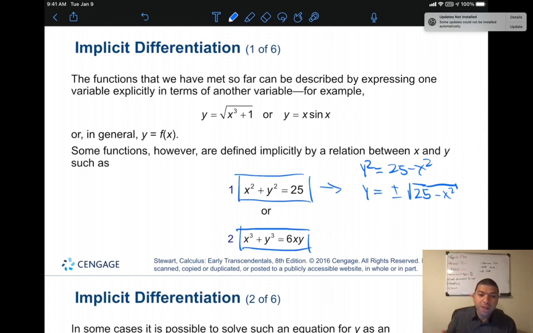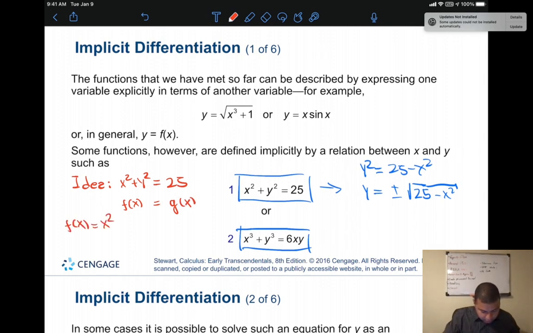So what do we do? You simply pretend like you have two different functions. So the idea is, you act as though x squared plus y squared equal 25 is actually giving you two functions: on the left side a function f of x, and on the right side a g of x, where f of x equals x squared plus y squared and g of x equals 25. So you actually have two functions in there.